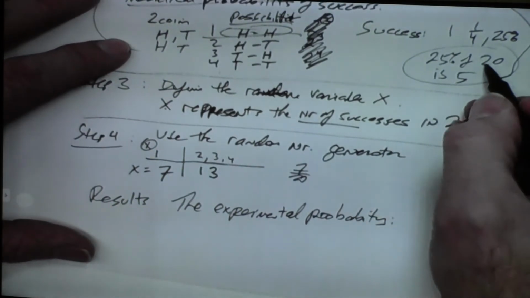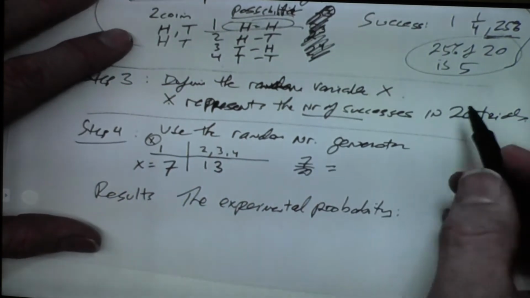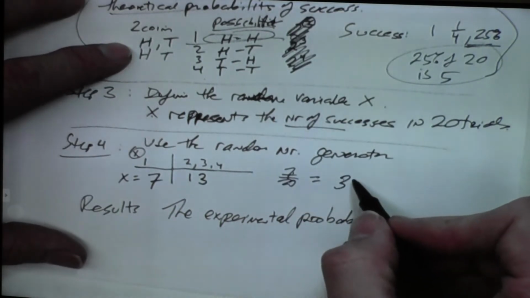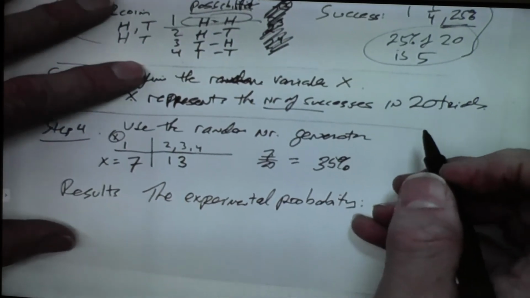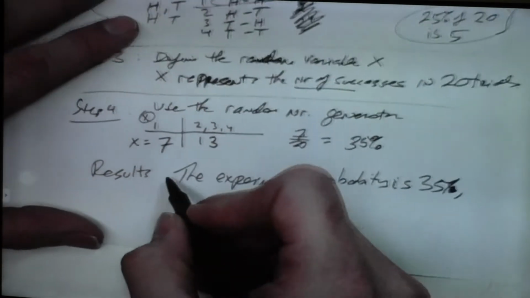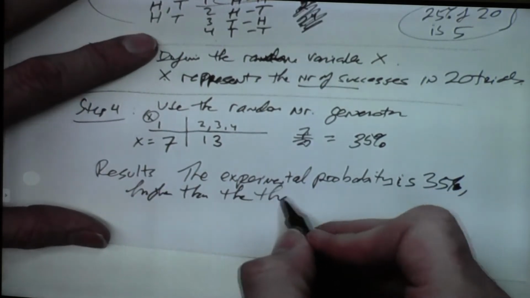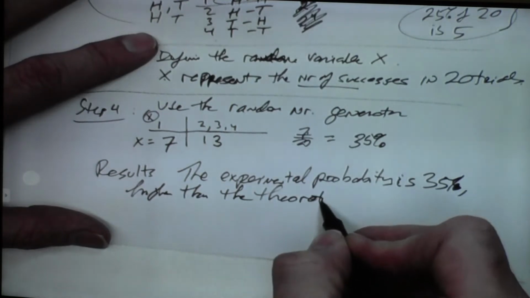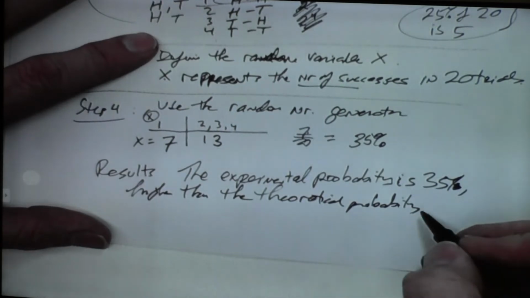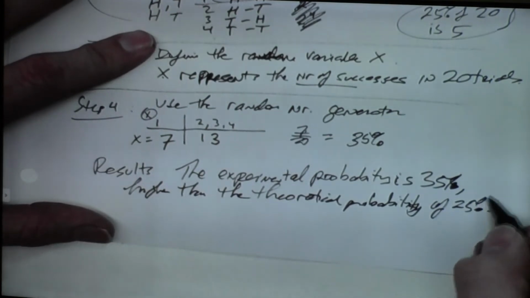That was 5 out of 20 was 25%. 7 out of 20 is going to be 3.5 or 35%. So the experimental probability is 35%, higher than the theoretical probability of 25%.